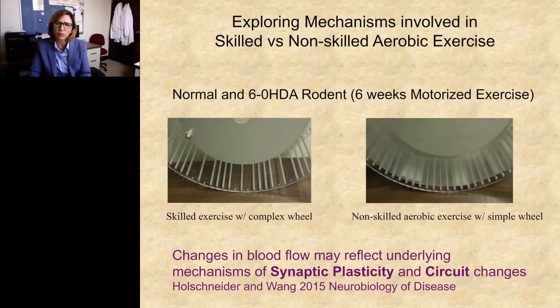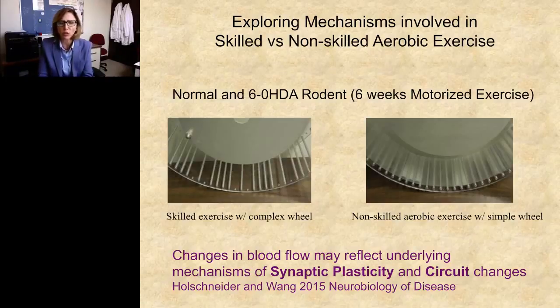In this case, we're taking animals and putting them through 6 weeks of exercise. They're either going through a skilled or complex wheel practice, or they're going through a non-skilled, what we call simple wheel, with all spokes filled in, so it's smooth. Now, what's interesting about the way they decided to approach this question was that both of these wheels are placed on motorized rods, so they're matched for the aerobic training. The only difference between them really is the level of skill.